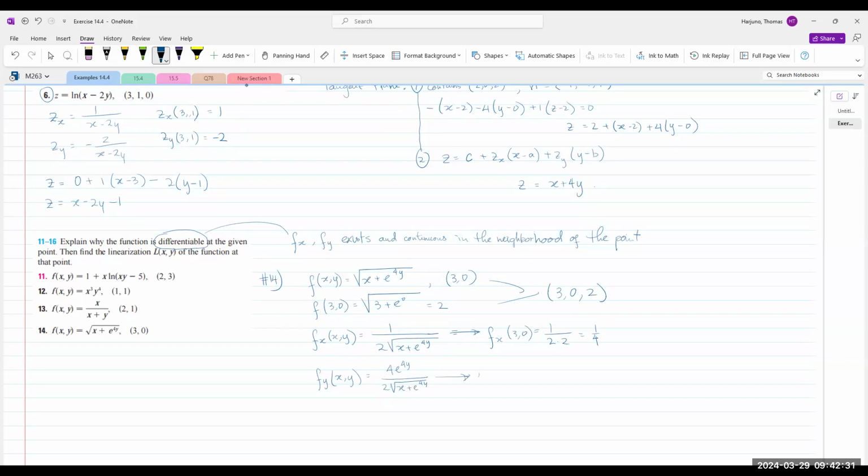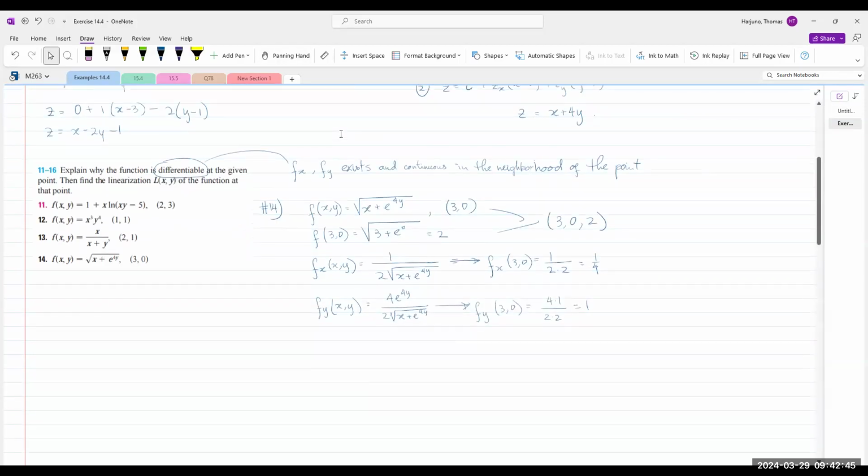Now, if I plug in 3, 0, that will be 2 over 2 at the bottom, and 4 times 1 at the top. That's 1. Okay, so the tangent plane will be 2 plus 1/4 (x minus 3) plus 1 (y minus 0), right? Remember the tangent plane is then used as the linearization.